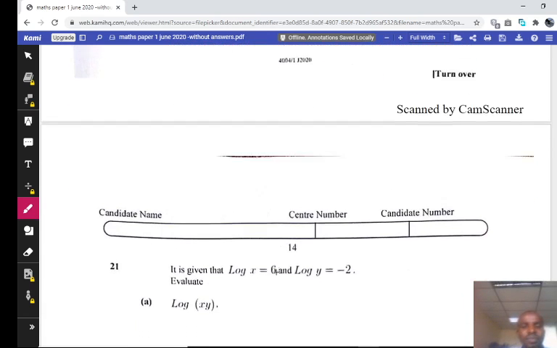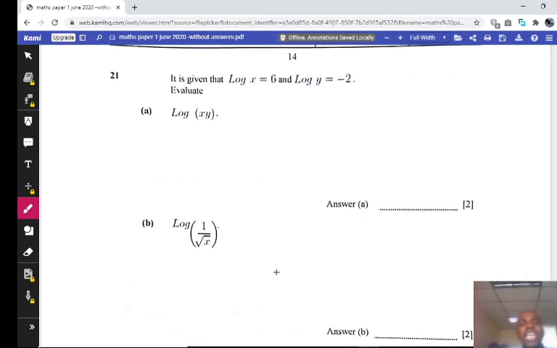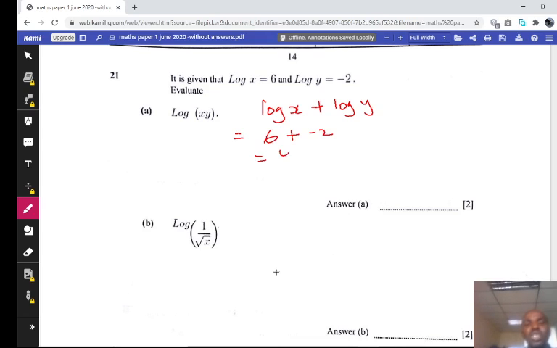Take note of that. Next, number 21, it reads, it is given that log x is equal to 6 and log y is equal to minus 2. Evaluate log xy. How can you find log xy? You apply the laws of logarithms. Log xy is log x plus log y. You add the two logarithms. Now you substitute, log x is equal to 6 plus log y is equal to minus 2. So 6 minus 2 is equal to 4. So the answer will be 4.